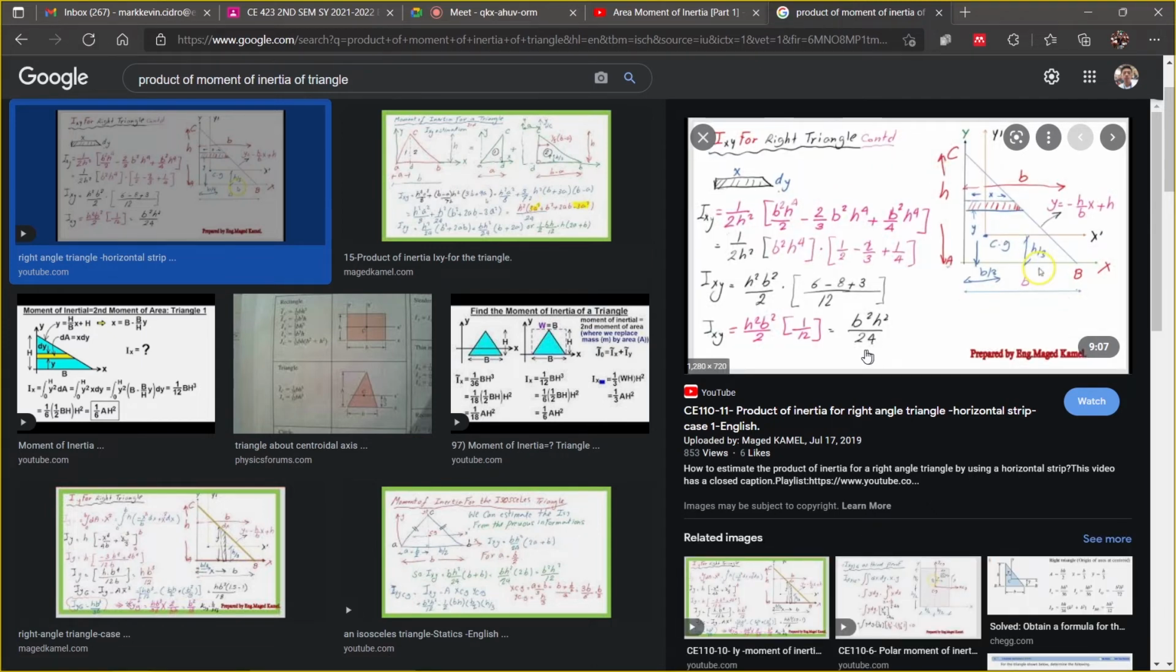This is IXY, or PXY. B squared H squared over 24. This is the product of inertia of a triangle, for a triangle that has no axis of symmetry.